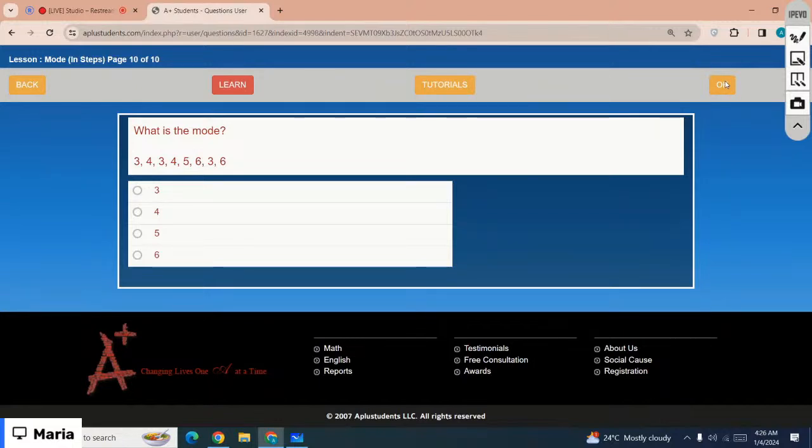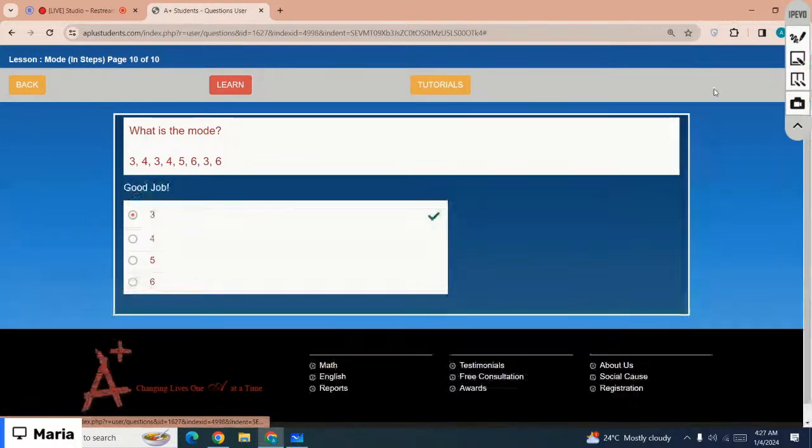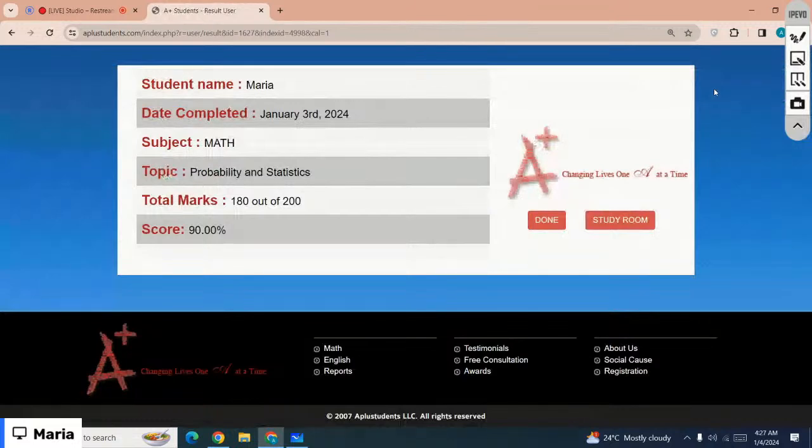What is the mod? Which is the correct option? The correct option is, yes, 3 is the correct option. The mod is 3. Okay, we are done with the lesson. Let's just move on to the next lesson.